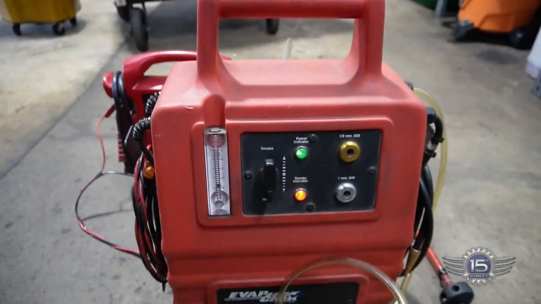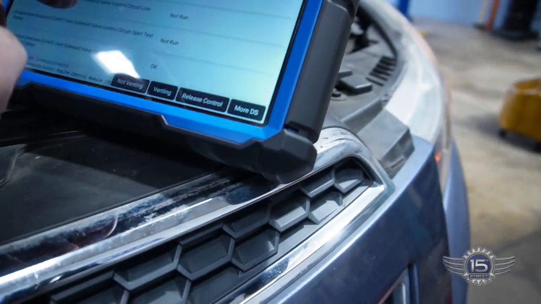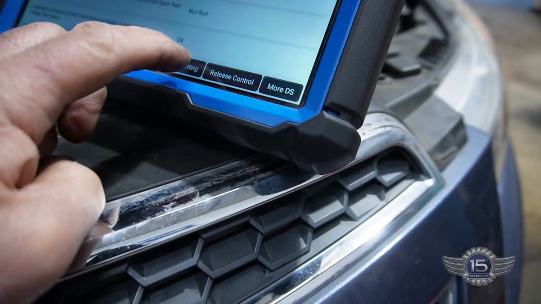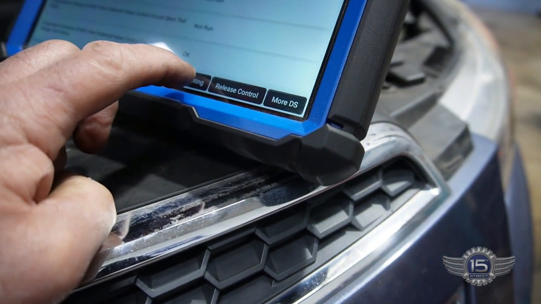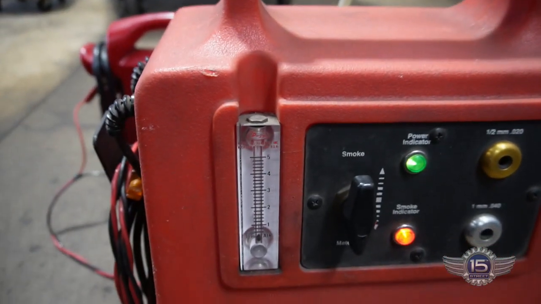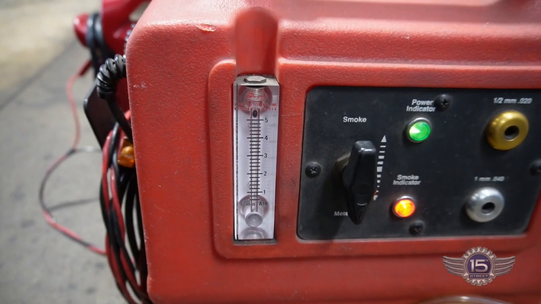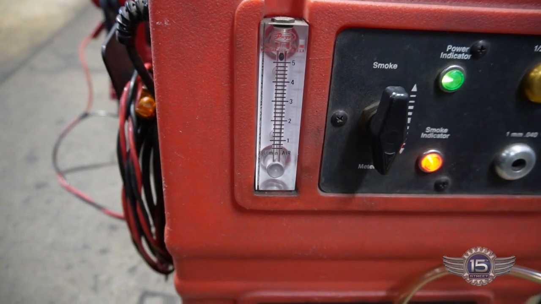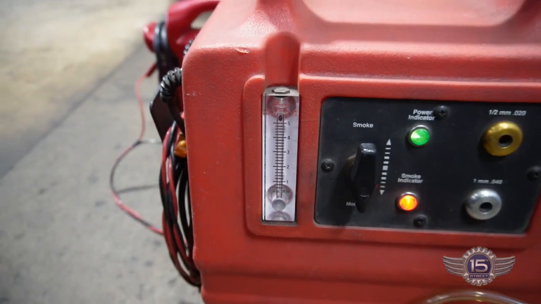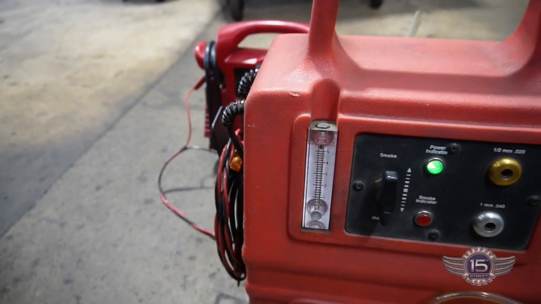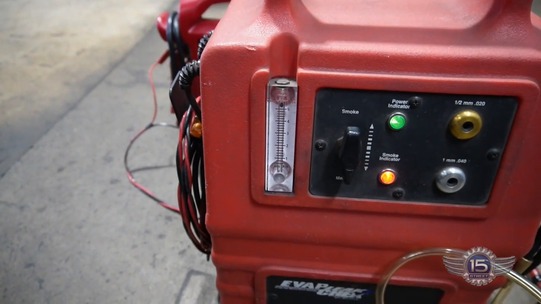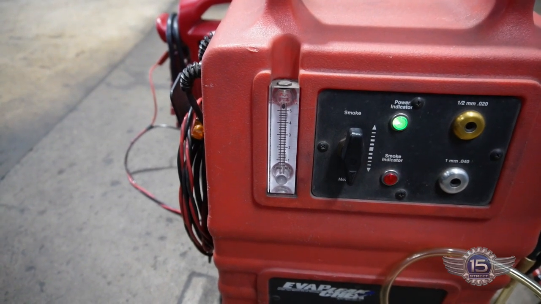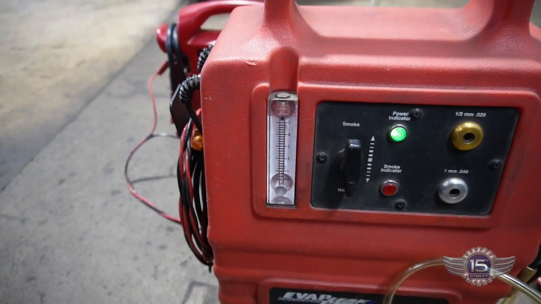Now watch it here. I'm going to open up my evap vent valve, which is normally open. You'll see that start to flow. There it goes. So there's no leaks. We'll check the fuel trims with the vent valve closed and see what happens.